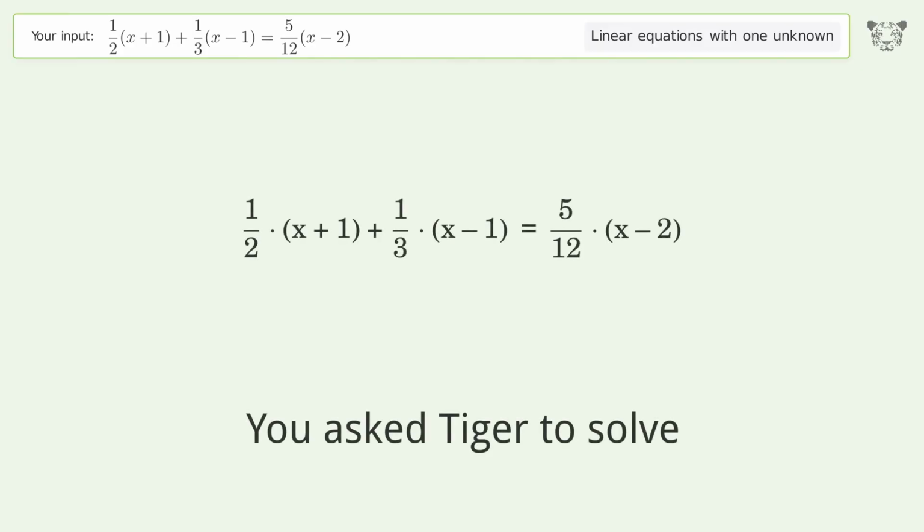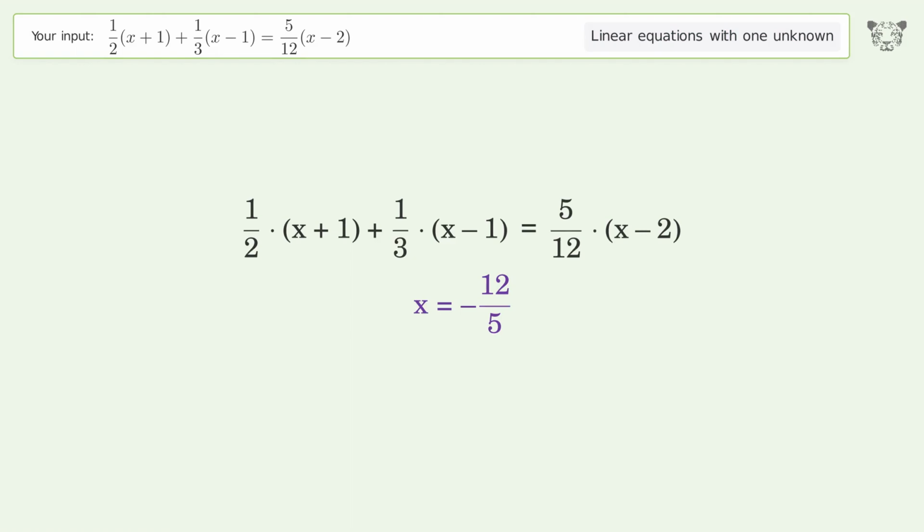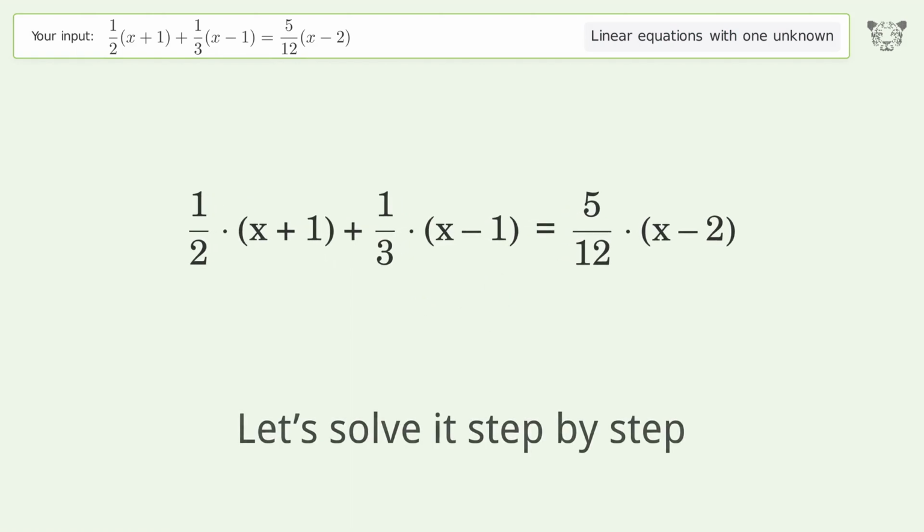You asked to solve this. This deals with linear equations with one unknown. The final result is x equals -12/5. Let's solve it step by step.